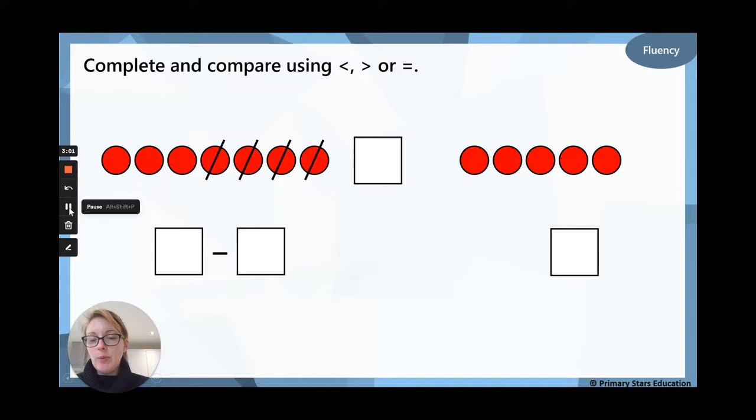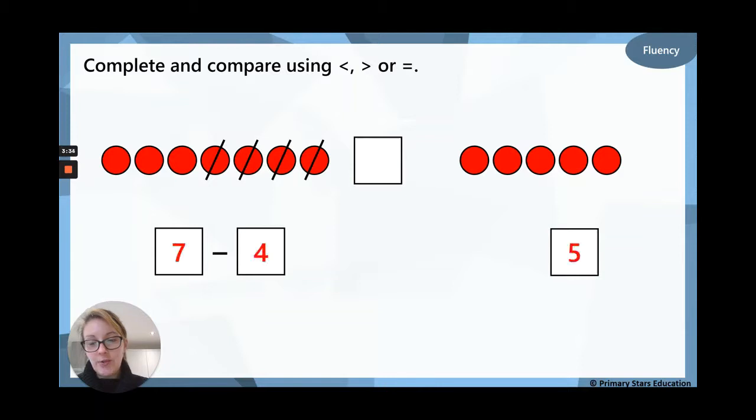Okay, let's look at the next problem. So here we've got a subtraction calculation to work out first, and then we're going to compare it to a number on the other side, and we're going to use the symbols greater than, less than or equal to. So looking at the picture, looking at what we learned last week, this is showing us a subtraction calculation. So how many did we have? How many have I crossed out? What calculation is it? So I'm going to give you a little chance to have a look and see if you can work out the subtraction number sentence.